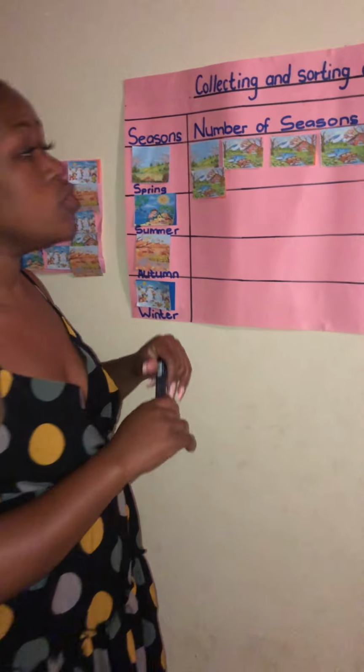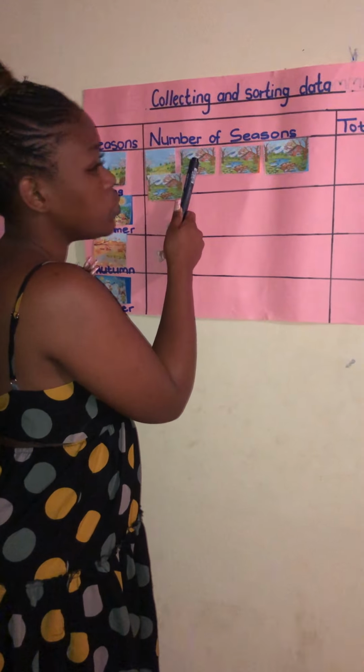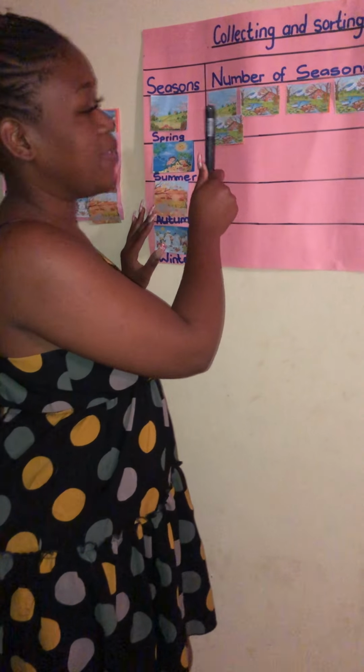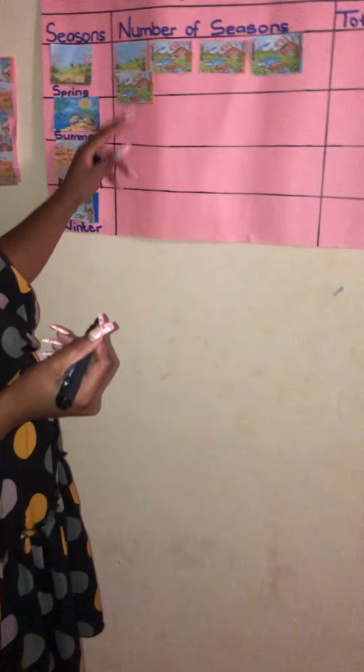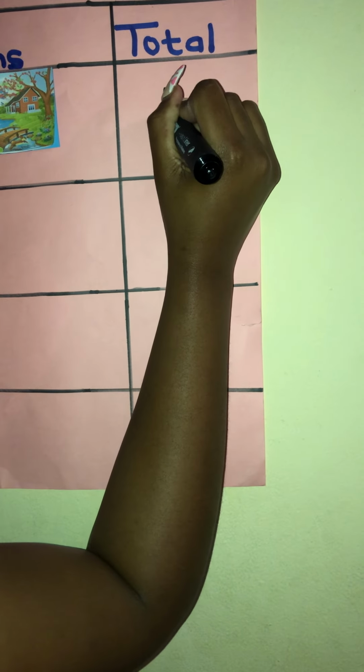Okay, now let us count. How many spring seasons do we have here? Let us count. It's 1, 2, 3, 4, and 5. So we have how many? 1, 2, 3, 4, 5. So we have 5 spring seasons. So let us write the number 5 here. We have 5. Very good.